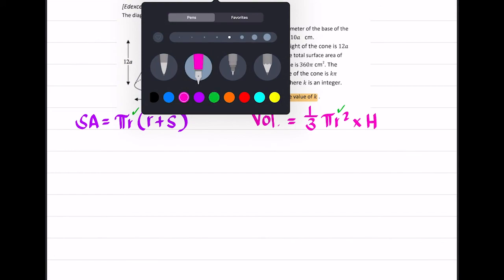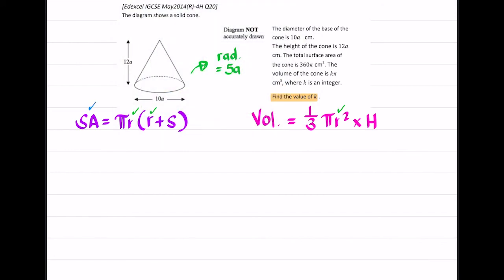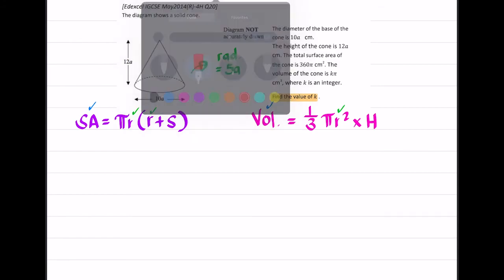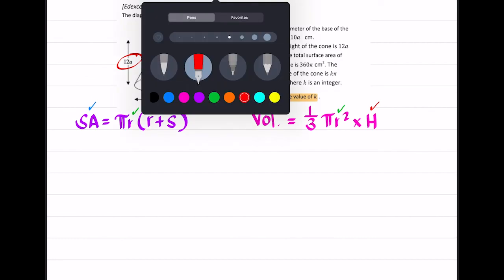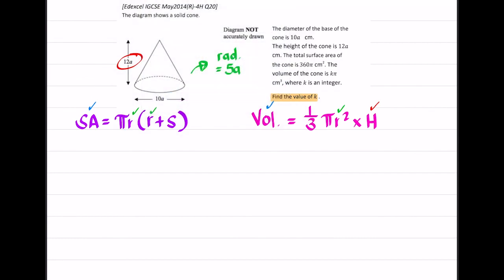We also have the surface area given to us in the question, and we have the volume given to us in the question. If we keep looking at the question, we have the height, which is 12a, so we have this height over here. So we have the 12a, which means we have what we need for the volume. However, the volume is still in terms of k. If we look at the surface area, what we're missing in the surface area is the slant height.